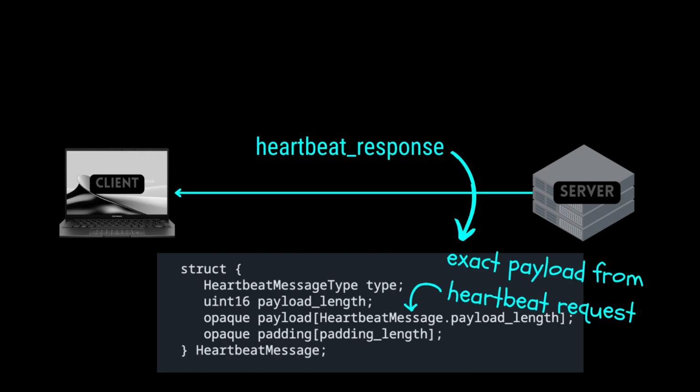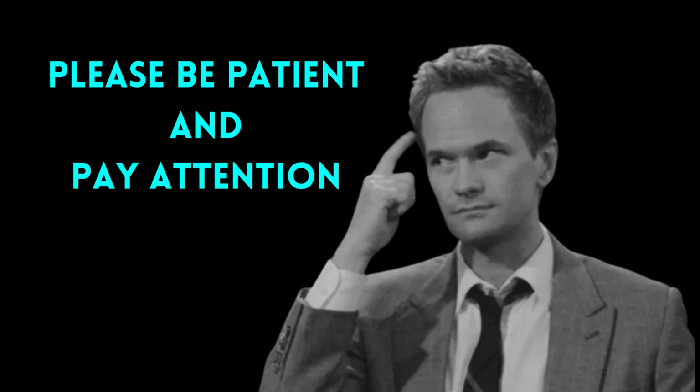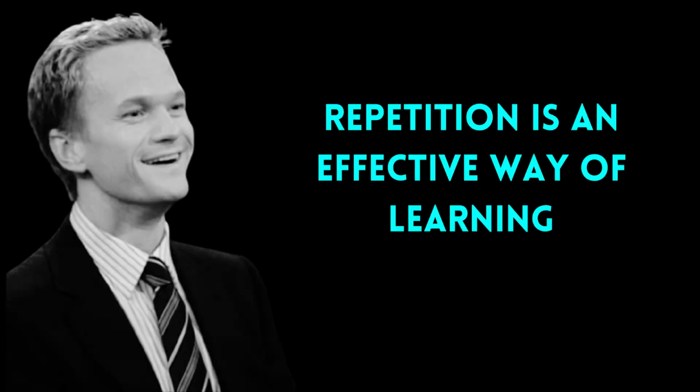Once the server receives the heartbeat request, it must respond with a heartbeat message containing the exact payload the client sent it. Do note that both request and response use the same message structure, but they use a different message type. This information is crucial in developing the exploit, so please be patient and pay attention. But don't worry, we will discuss these details again later when we develop our exploit.